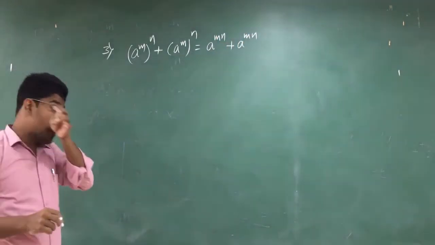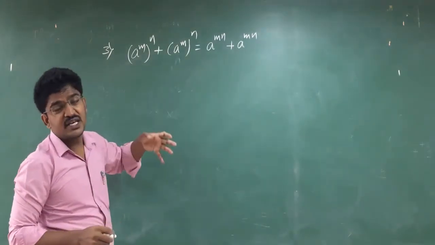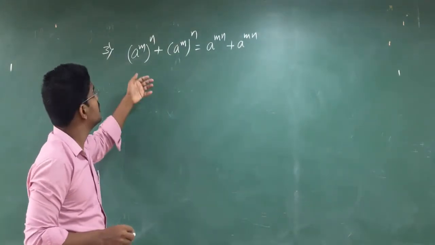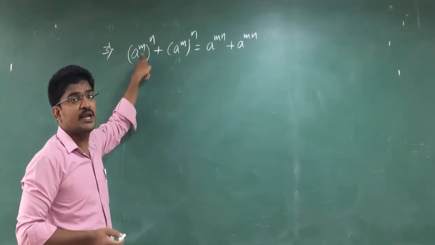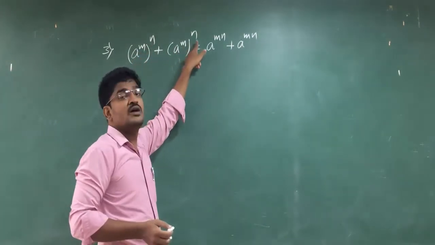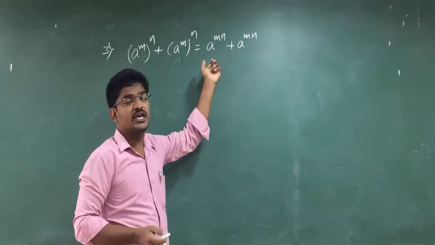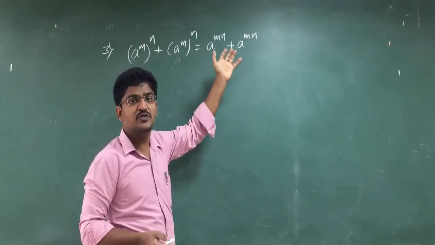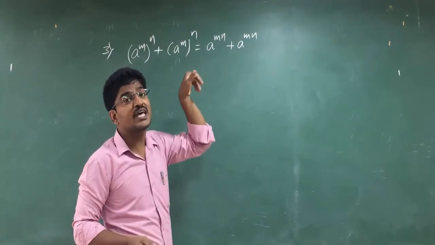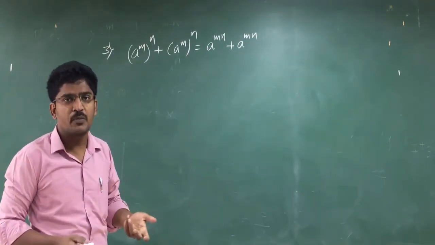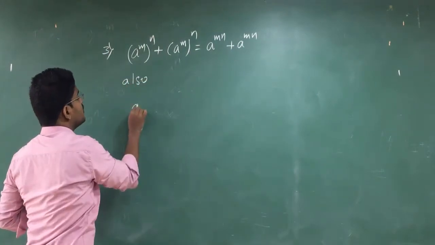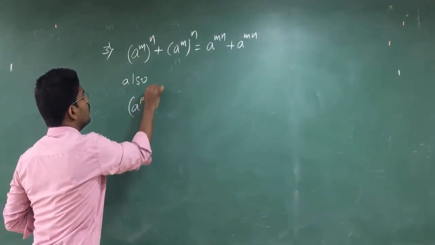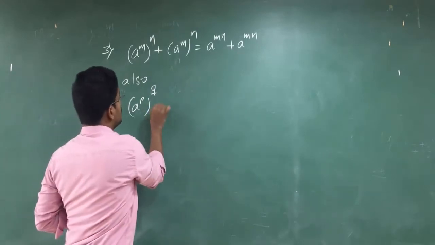Clear? So this is a very basic fundamental rule where you don't need a proof for this. That is, m and n has to be multiplied. Here m and n has to be multiplied. Clear? This will be a to the power of mn plus a to the power of mn. So it can be written as 2 times a to the power of mn. No problem. Clear?